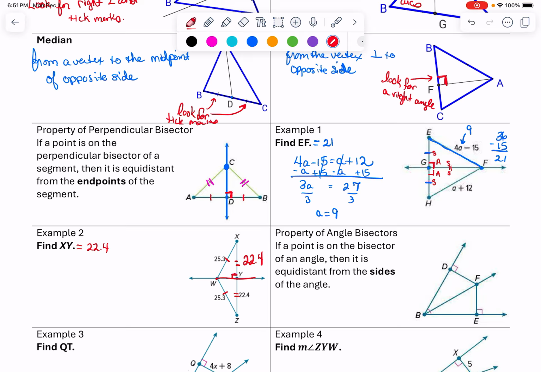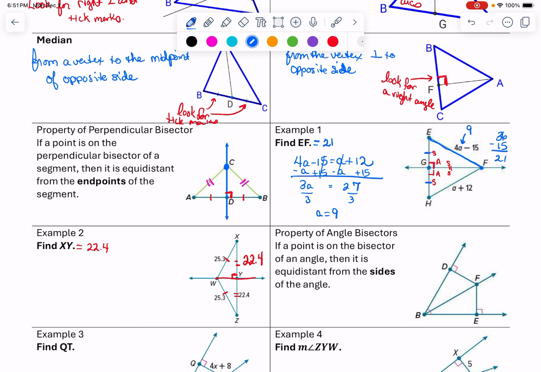All right, so that was one of our segments, the perpendicular bisector. We're looking for right angles, and we're looking for tick marks, meaning that we are dealing with a midpoint. Next are the properties of the angle bisectors.